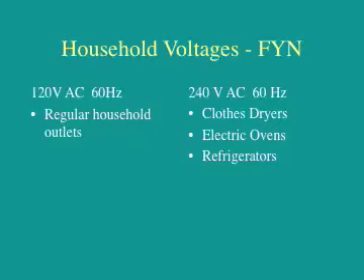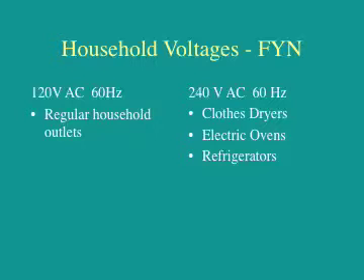Once the electricity gets into your house, it can operate at two different voltages. Most things in your house are 120 volts alternating current, where the current alternates 60 times per second, or 60 hertz. The regular outlets that you plug most appliances into are the 120 volt outlets.